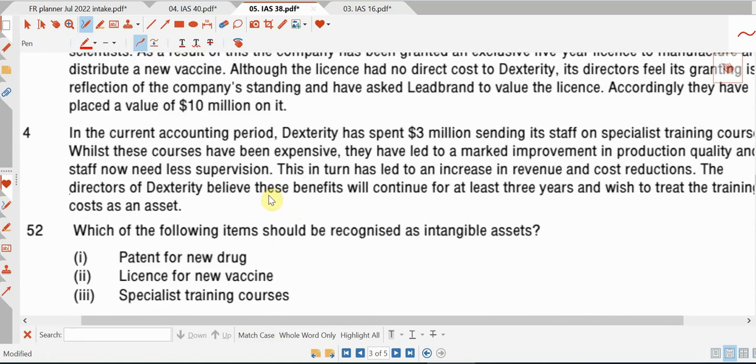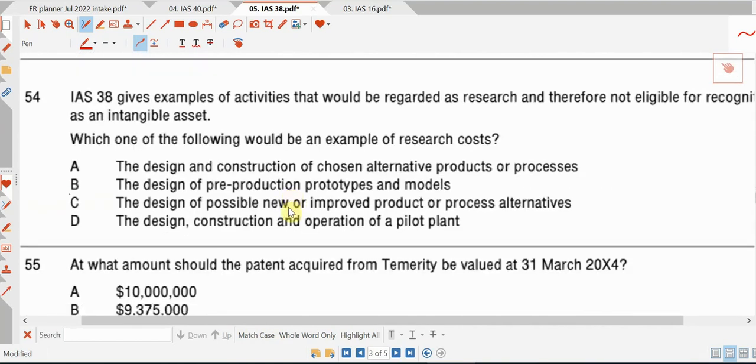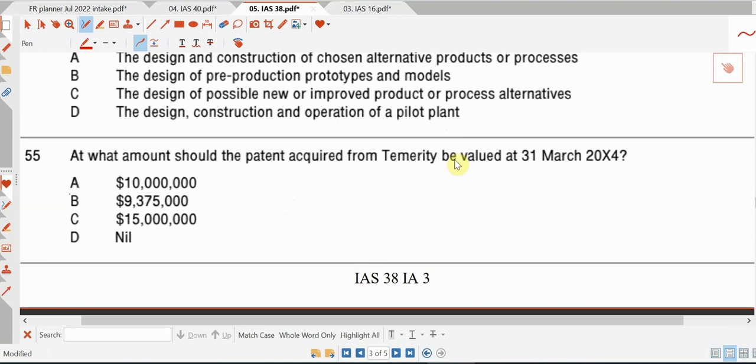Some you need to. So how to know that? The question will give you the hint. For example, if you look at question 55, can you see this? There's a company name here, right?